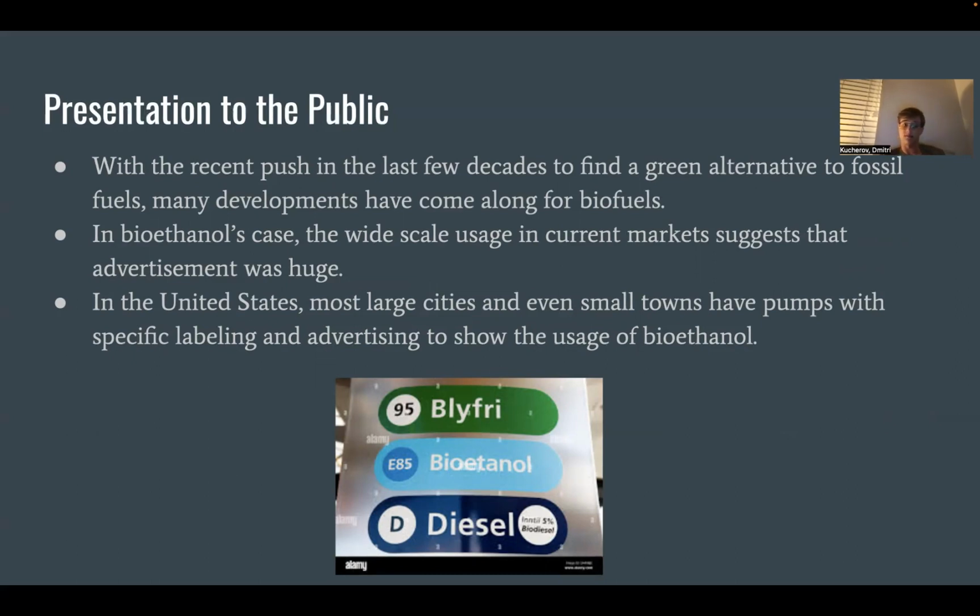So that's your advertisement. With the recent push in the last few decades to find a green alternative solution to fossil fuels, many developments have come along for biofuels. In bioethanol's case, the wide-scale usage in current markets suggests that the advertisement was huge. In the United States, again, I can't say for other countries, but in the United States, it's very common to see the use of bio or just green. You see the green recycle. You'll see it everywhere.